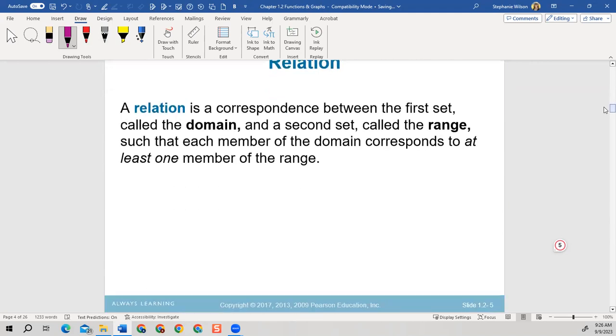A relation is a correspondence between the first set called the domain and the second set called the range, such that each member of the domain corresponds to at least one member of the range. So what we have here is a relationship between (x, y). Again, it's my domain, comma, my range. Also, I told you it's my independent and my dependent. Okay.